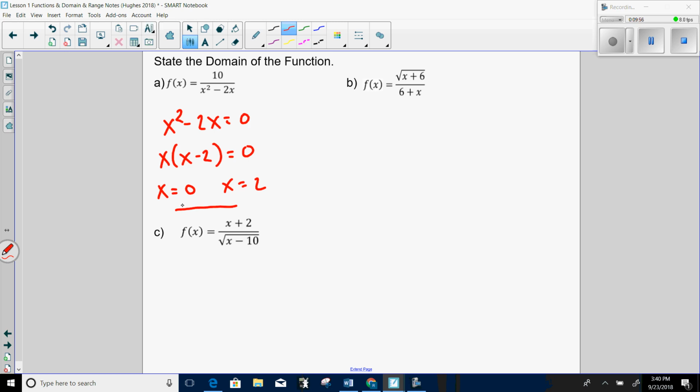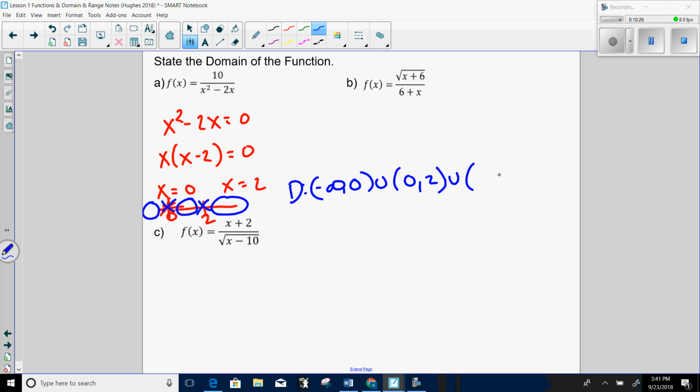So here's 0 on the number line. Here's 2 on the number line. Those two numbers can't work. I'll change colors here just to make it a little easier. 0 can't work, 2 can't work. Anything left of 0 works, anything between 0 and 2 works, anything to the right of 2 works. So my answer would be, for the domain, negative infinity to 0, union 0 to 2, union 2 to infinity. And that's how you do that one.